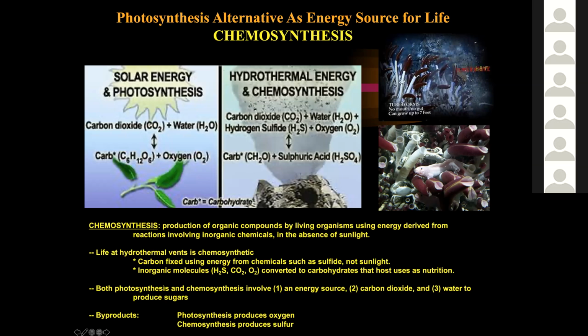And it turns out that photosynthesis and chemosynthesis have a lot in common. They both need an energy source, they need carbon dioxide, and they need water in order to produce sugars. Now, the difference is photosynthesis produces oxygen, chemosynthesis produces sulfur. So the drawing here has photosynthesis on the left and chemosynthesis on the right. So photosynthesis requires carbon dioxide and water. It makes sugar, glucose, and releases oxygen.